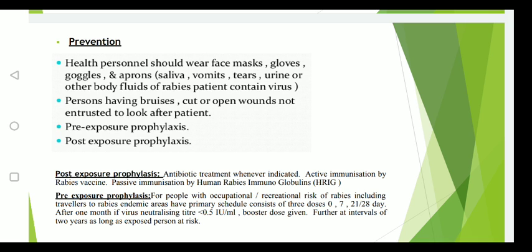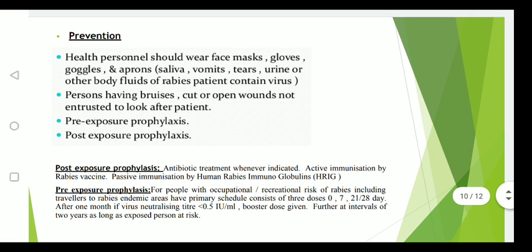Next point is pre-exposure prophylaxis and post-exposure prophylaxis. Here we'll see the first one, post-exposure prophylaxis. Here we give antibiotic treatment because the person has the infection. Priorly we give the antibiotic treatments. Secondly, active immunization by the rabies vaccination. Then passive immunization by the human rabies immunoglobulin, which we can give in post-exposure prophylaxis conditions.